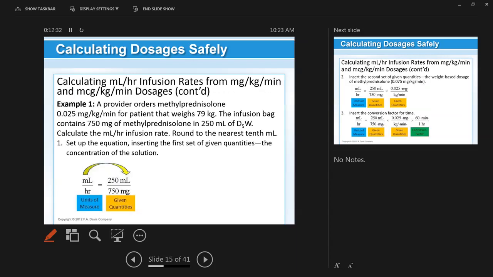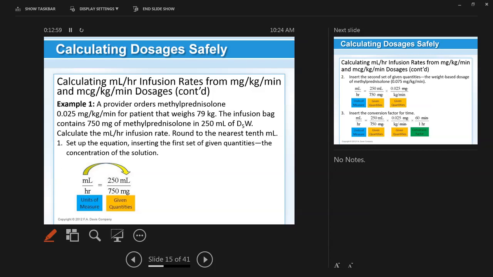So a provider orders methylprednisolone 0.25 milligrams per kilogram per minute for a patient that weighs 79 kilograms. The infusion bag contains 750 milligrams of methylprednisolone in 250 milliliters of D5W. Calculate the milliliters per hour infusion rate. Round to the nearest tenth mL.